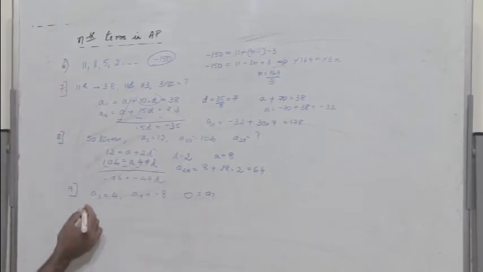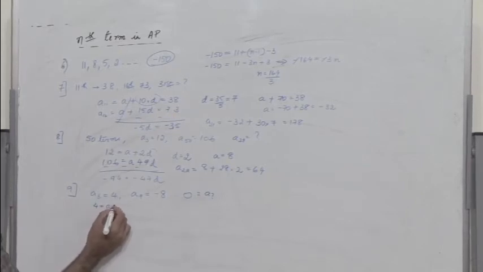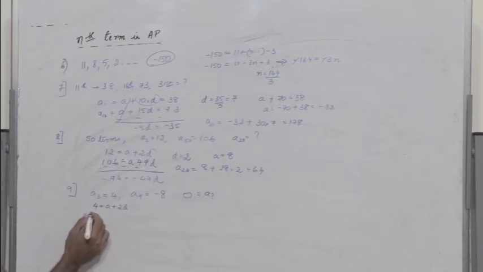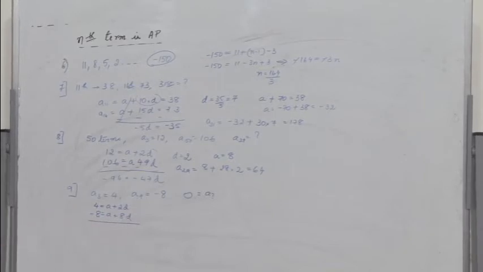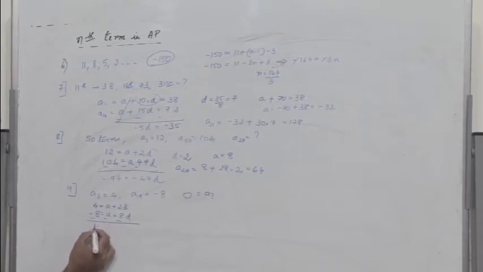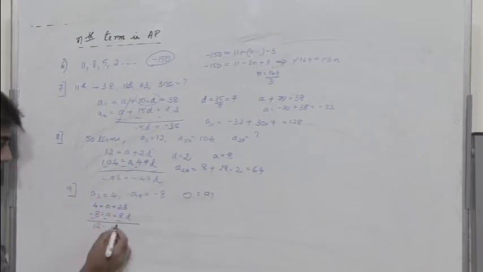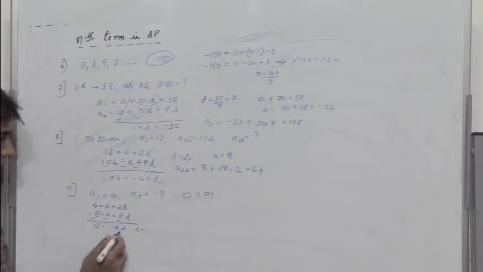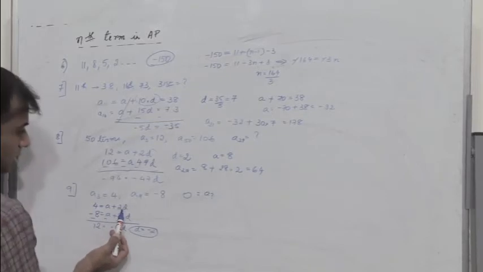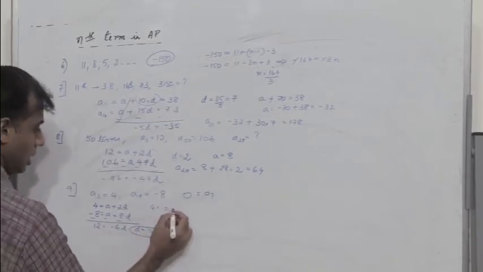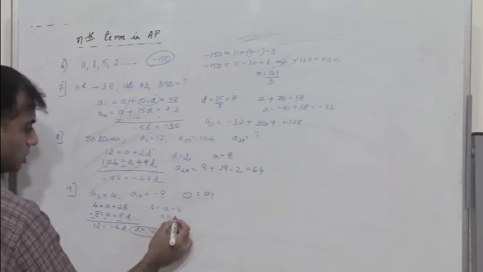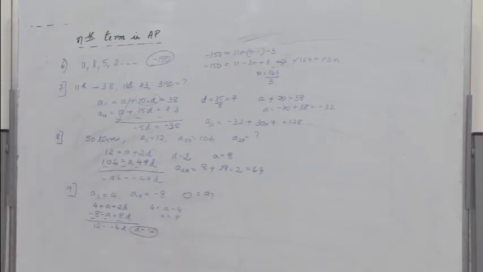So A3 is 4, isn't it? So here A3, which is 4, equals A plus 2D, and A9 is minus 8, equals A plus again 8D. So we have to subtract to find the value of D. So when you subtract, you get 4 plus 8, which is 12. A gets cancelled. So here I have 2 minus 8, which is minus 6D. So D is 12 by minus 6, which is minus 2. So if I put the value of D as minus 2 here, 4 equals A minus 4. So A equals 8.